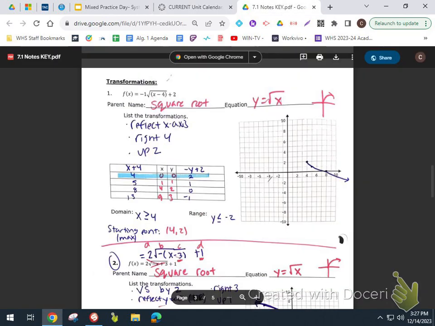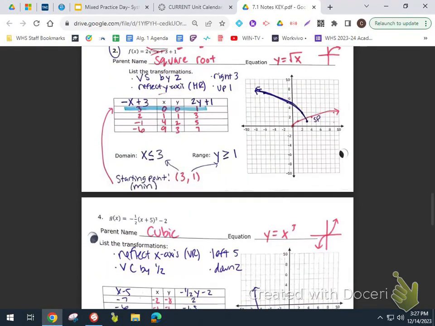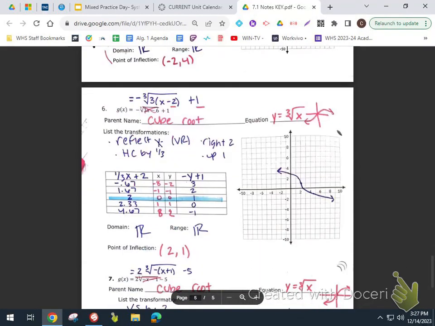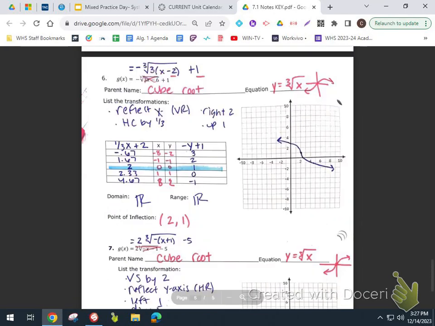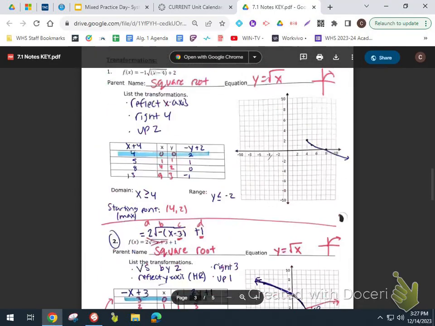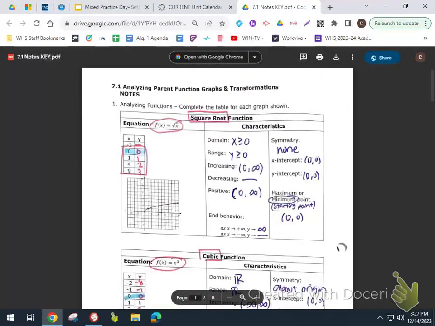So we did square root graphs, and we did some cubic graphs, and then we did cube root graphs, and they kind of look like that. I will be talking about the shapes of those graphs and their attributes over the next 2 days when we talk about inverses.